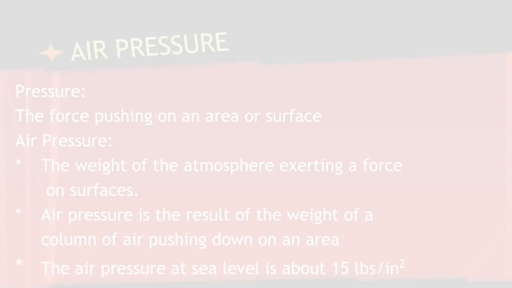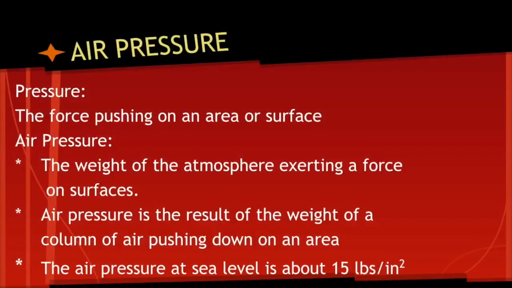We talked about pressure before, but air pressure is a little bit different, while also using a lot of the same principles. Pressure, in general, is the force pushing on an area or a surface. So when you look at air pressure, we're looking at the weight of the atmosphere exerting a force on surfaces, including us. Air pressure is the result of the weight of the column of air pushing down on a certain area. When we try to quantify it, at sea level the air pressure is about 15 pounds per square inch. So that's something to keep in mind when we're trying to calculate it.